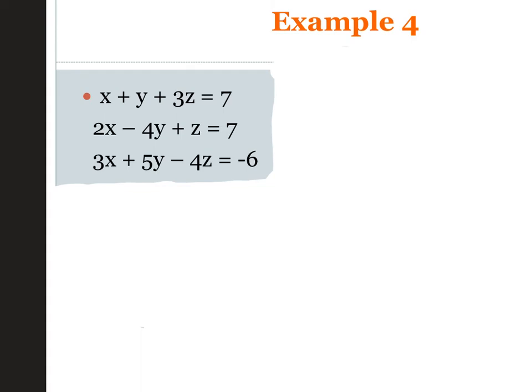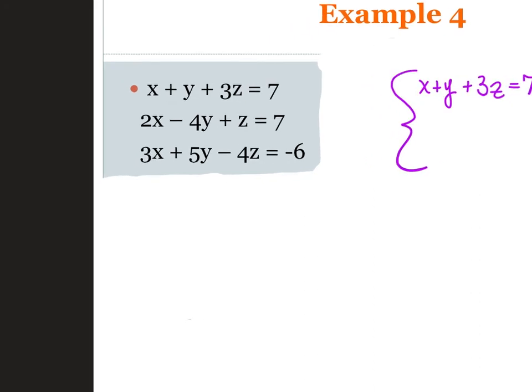Okay, here we go. What do I need to look for first? Does the first equation start with positive 1x? Yep. So I'm just going to rewrite it as x plus y plus 3z equals 7. So now I'm going to take 1 and 2 and combine them. X plus y plus 3z equals 7, and 2x minus 4y plus z equals 7. What do I have to multiply the top by so my x's will cancel out?